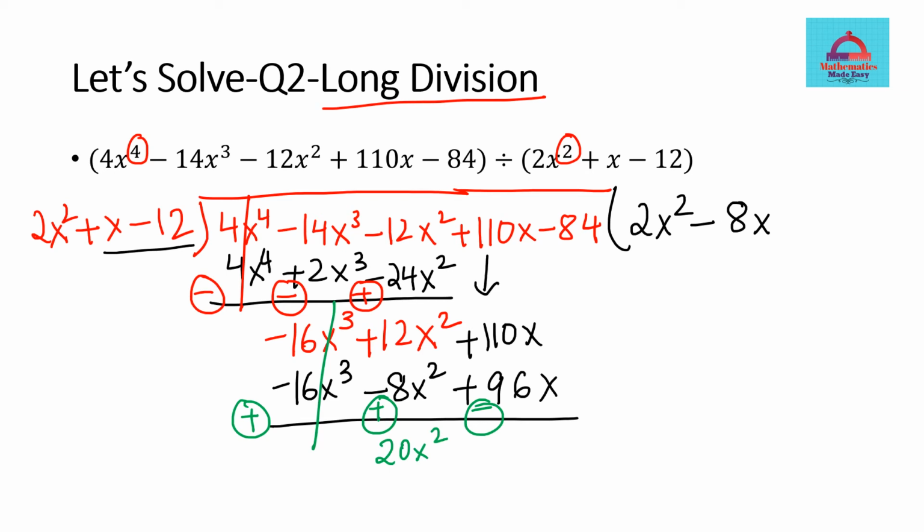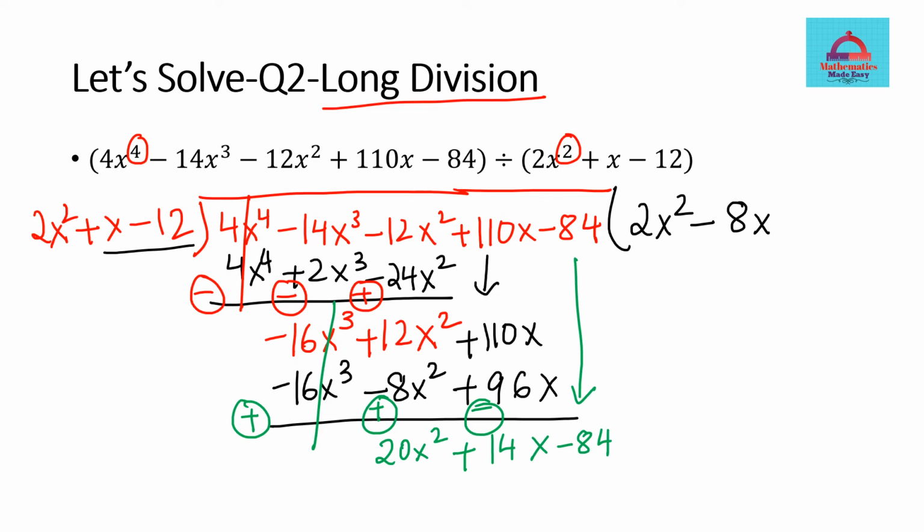Here it is 110 with a positive sign and 96 with a negative sign. So we will subtract them to get 14x. Last term, we are now going to copy down negative 84.